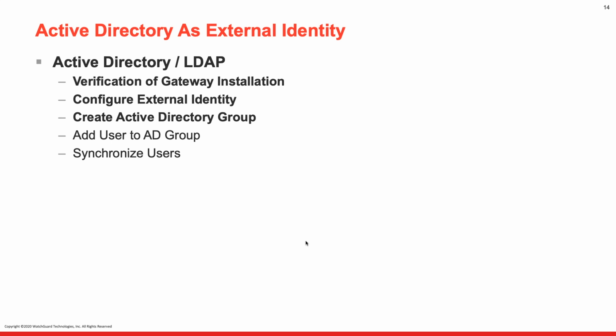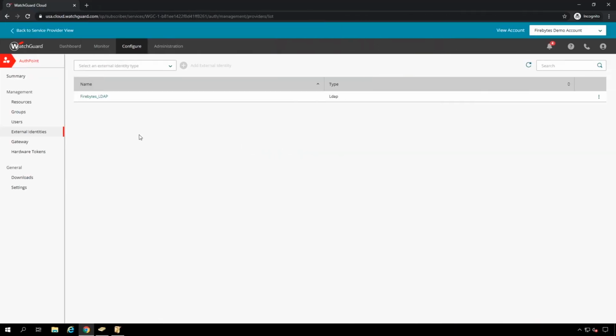Once I have the Active Directory group created, I want to go ahead and add a user into that Active Directory group. Now again, as we're looking at testing this, make sure that you start out with a small user group, because ultimately these users will get an email asking them to enroll, and we'll tie up AuthPoint licenses as well. Once I have the user set to the Active Directory group, I want to go ahead and synchronize those users. So let's get started.